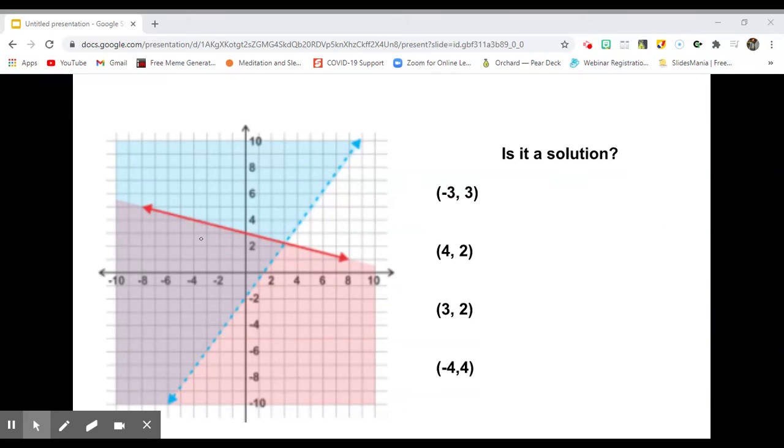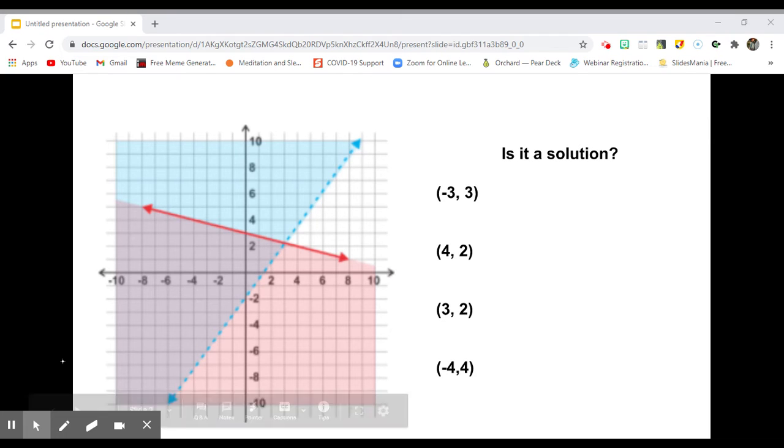Hey Math One, so in this particular video, we are going to be looking at, is it a solution to the system? So we have been finding the solutions, we have been graphing to find the solution. Now we are going to look to see, is the point that is listed a representative of the solution to the systems of inequalities, okay?